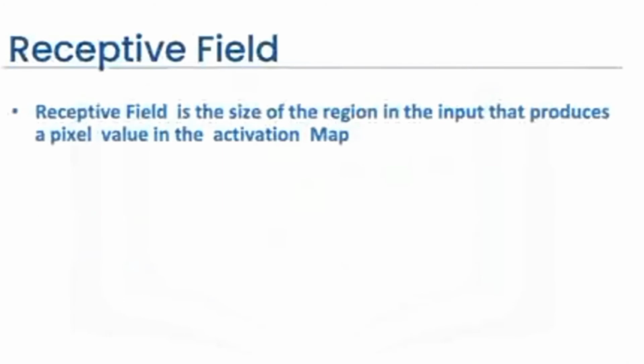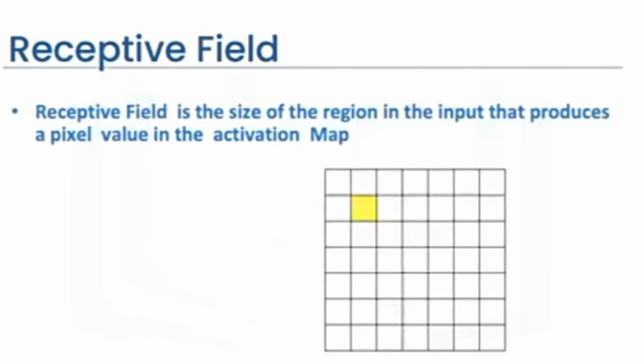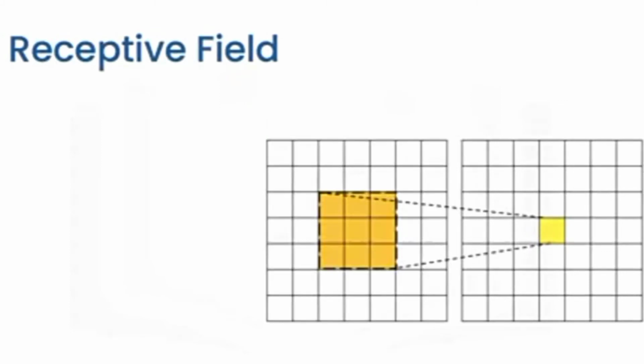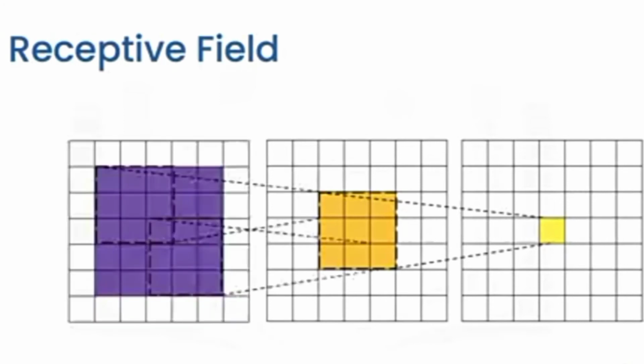Receptive field is another important factor in CNNs. Receptive field is the size of the region in the input that produces a pixel value in the activation map. Consider the following pixel in the following activation map. Its receptive field is given by this region. The larger the receptive field, the more information the activation map contains about the entire image. We can increase the receptive field by adding more layers. This requires fewer parameters than increasing the size of the kernel. If we have one layer, the receptive field would be the following region. Adding a second layer increases the receptive field further.